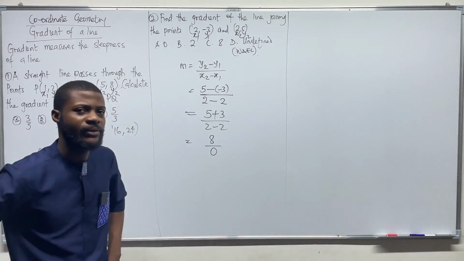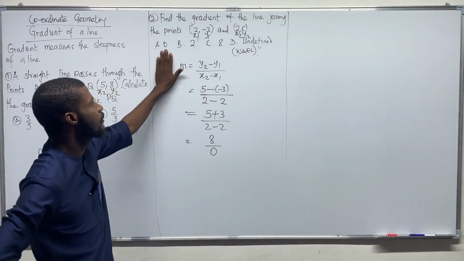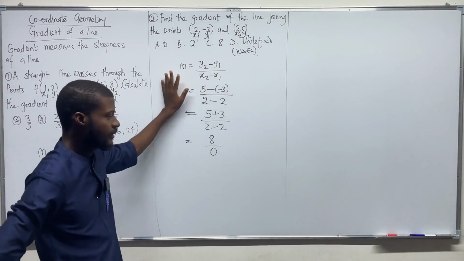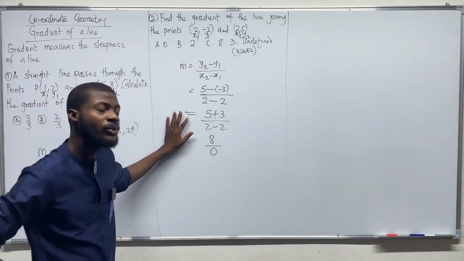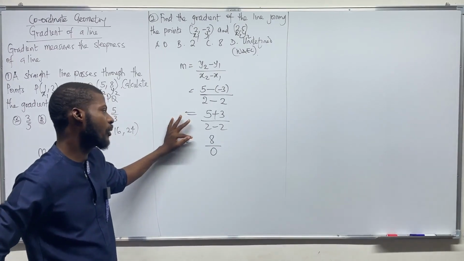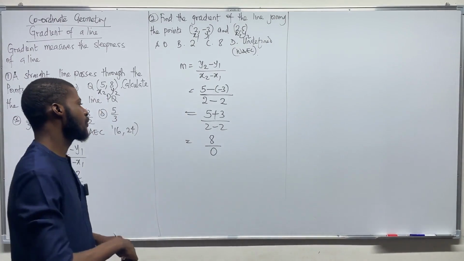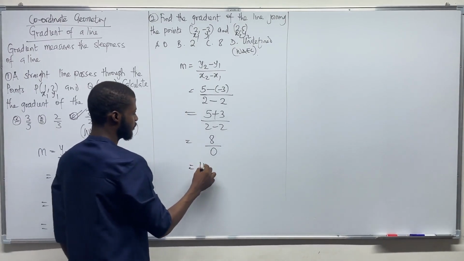Now here's the problem. What is 8 over 0? What came to your mind when you saw 8 over 0? Would it be 0? Would it be 8? What do you think? The answer of this is undefined. You cannot divide by 0. Later on, I'm going to make a short video on why dividing by 0 is undefined. So the answer to this is undefined.